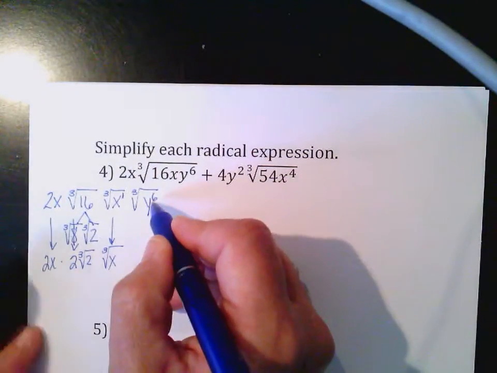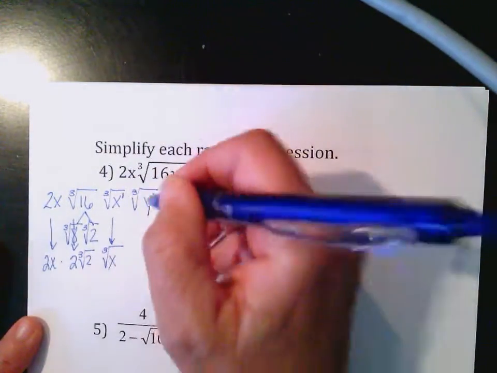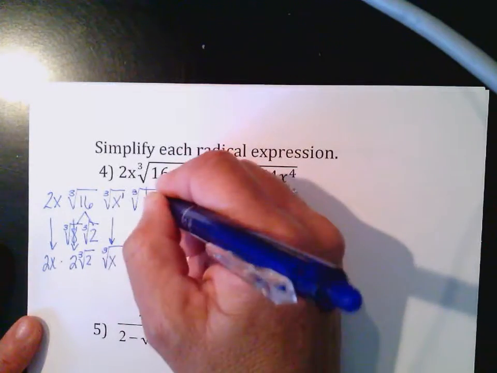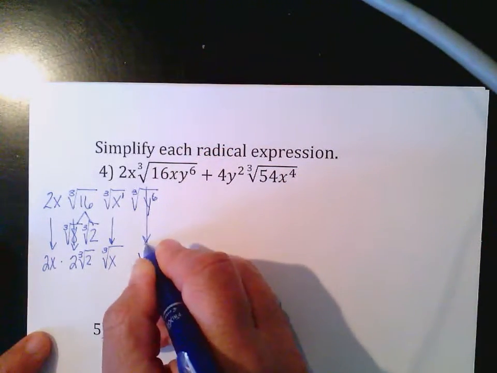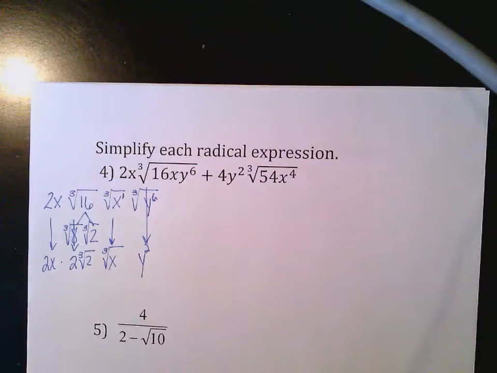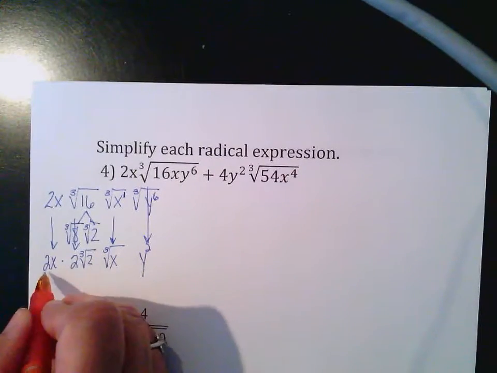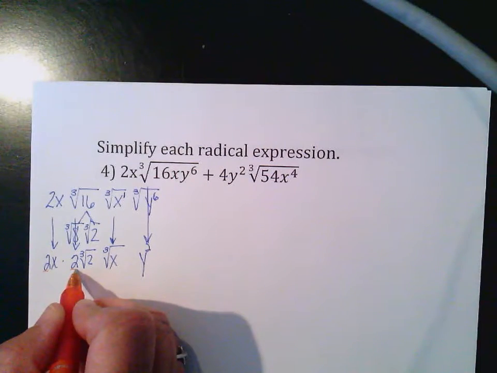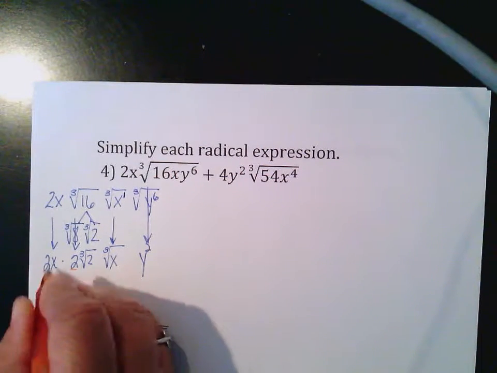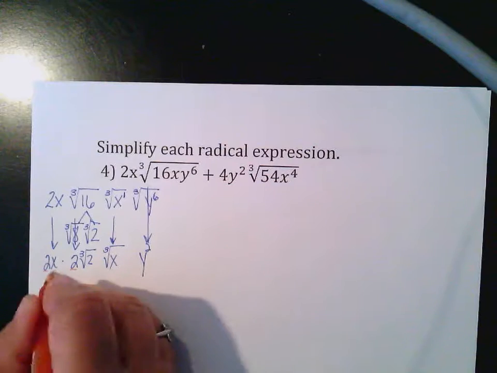On this one, I can actually divide. 6 divided by 3 is 2, so this one can simplify, and this becomes y squared. When I put this back together again, everything that's not under a radical gets multiplied together. So I have the 2, and 2 times 2 is 4. And then I have an x and a y squared.